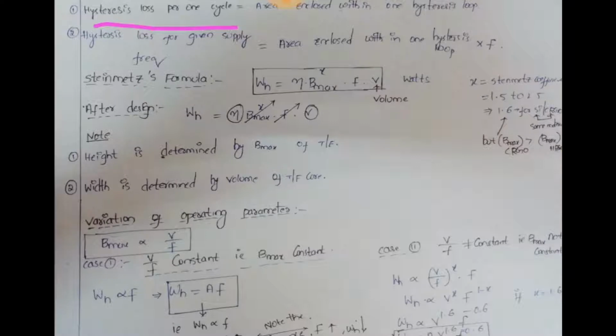Now, hysteresis loss per 1 cycle is equal to the area enclosed. For f cycles, if the hysteresis loop is formed 100 times, it is area enclosed into f. If the frequency is 50 Hz, it will enclose this area 50 times. That is the meaning, simply I have told. Hope you have understood, nothing to worry.